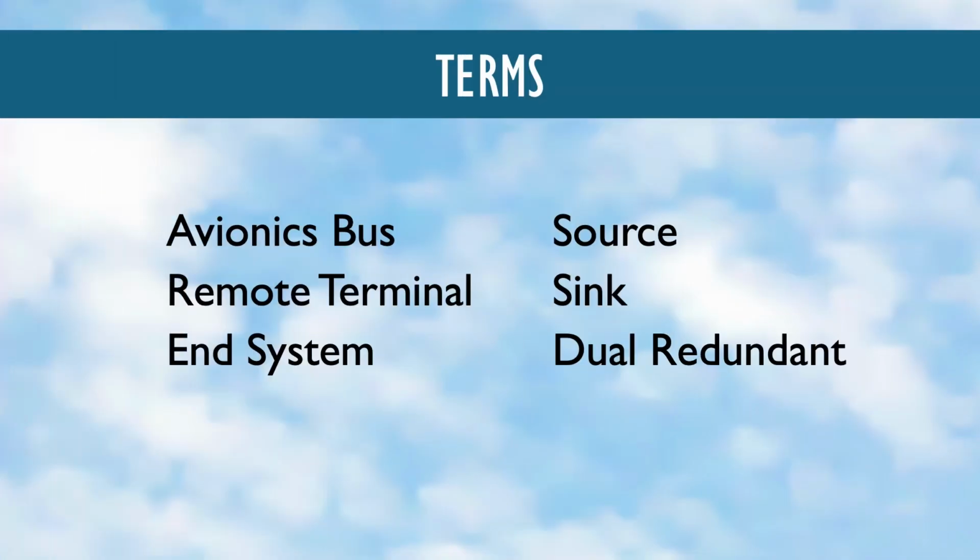It's worthwhile to learn some of the language of avionics buses before diving into the details of the specifications. Sometimes, different buses use different terms to describe the same thing. An avionics bus is a means for communicating between different parts of an airplane. A remote terminal or end system is a part of an airplane that needs to send or receive information to or from another part of the airplane. We'll discuss examples of these soon. A source is a remote terminal with data to transmit. A sink is a remote terminal that needs to receive data. Dual redundancy is the use of backup systems so that if part of the communication system fails, the data will get through via the backup route.